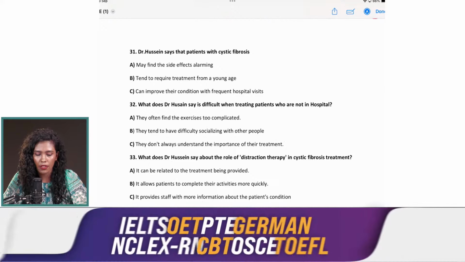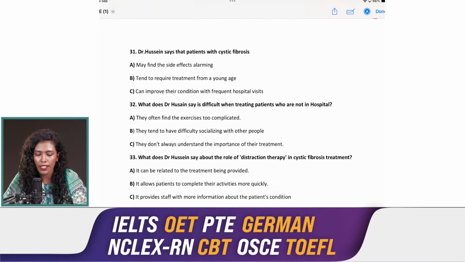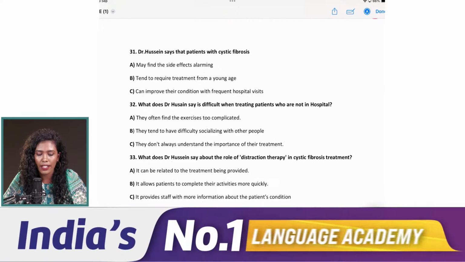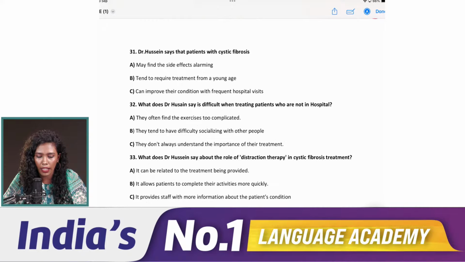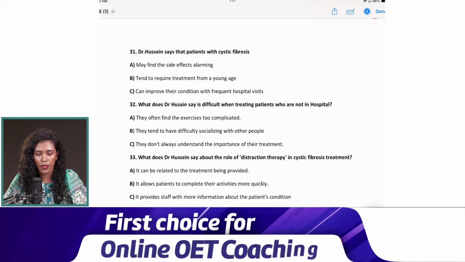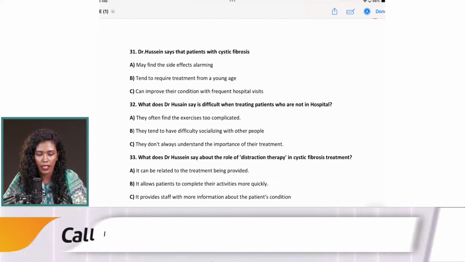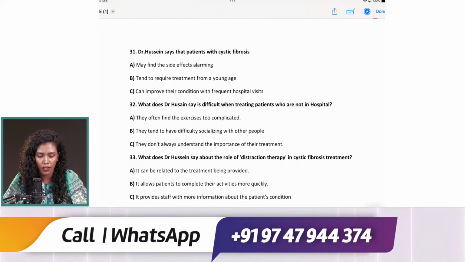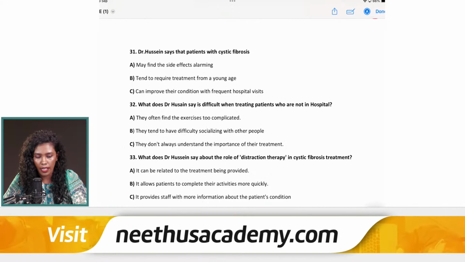And we have three options. Option A: may find the side effects alarming. Option B: tend to require treatment from a young age. Option C: can improve their condition with frequent hospital visits. So the first option is stating that the side effects can be alarming, or the doctor is claiming that patients with cystic fibrosis might find the side effects alarming.